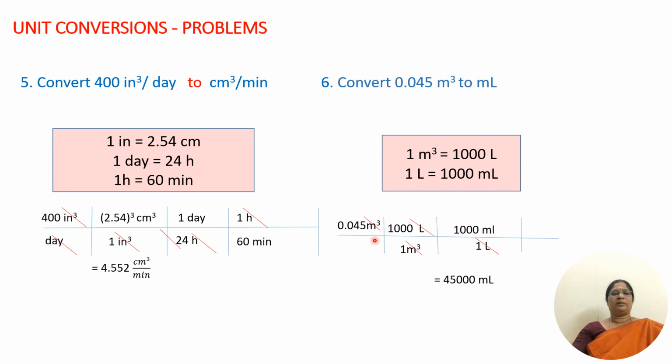First, let us convert the meter cube to liter by writing down 1 meter cube is equal to 1000 liter. And then let us write the unit conversion between liter and ml, that is 1 liter is equal to 1000 ml. So your answer will be 0.045 meter cube is equal to 45,000 ml.